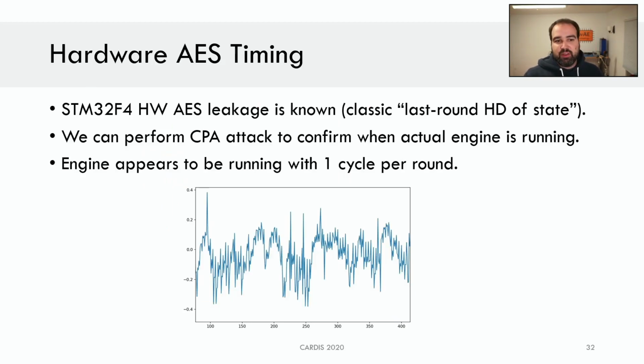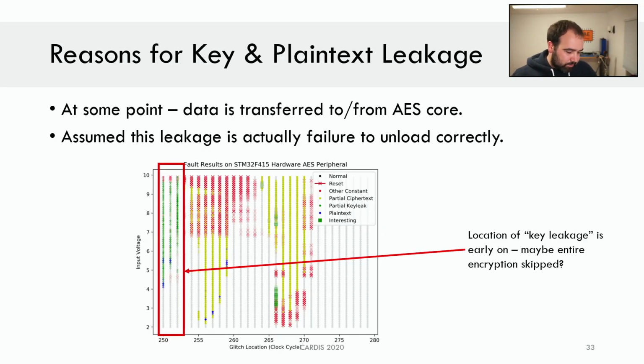Because the STM32F4 engine leakage is known, we can do an attack on this to actually figure out when the hardware AES is running, not just when we're calling the routines. And this sort of confirms what we were guessing. So the key leakage stuff actually happens pretty early on, right?